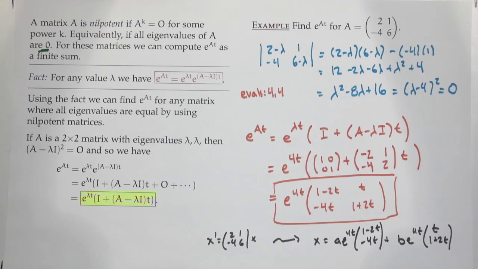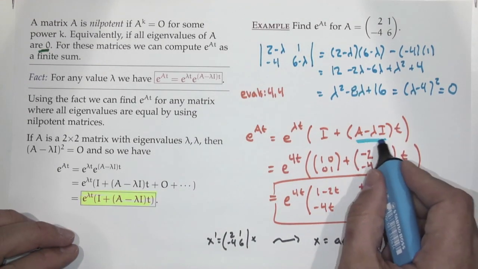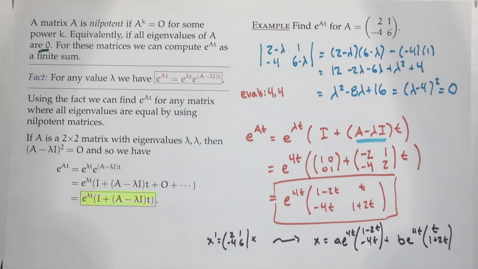Now, if you're going to mess up, where are some places where people may mess up? Not that you would do it, because you're all good students. I would say that oftentimes it's this piece right here, the A minus lambda I. So make sure that's what you have there.